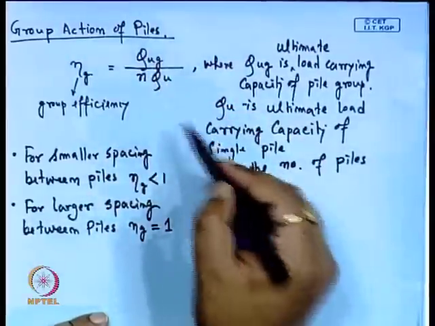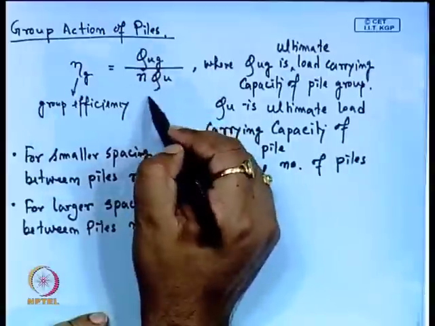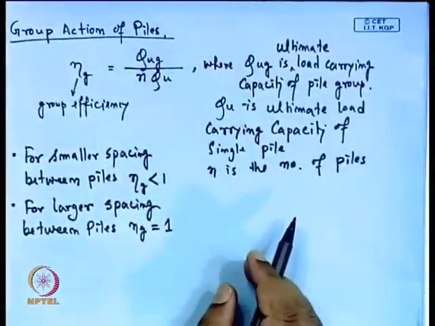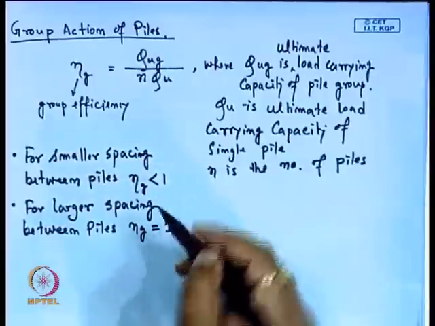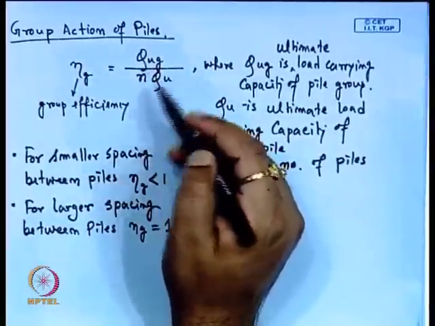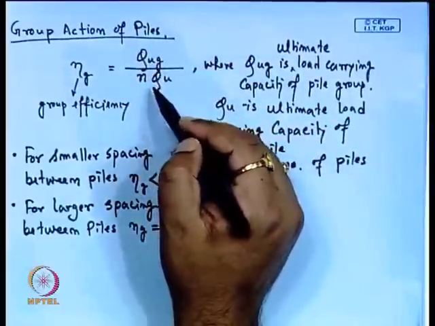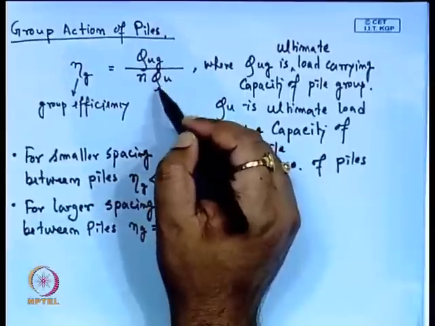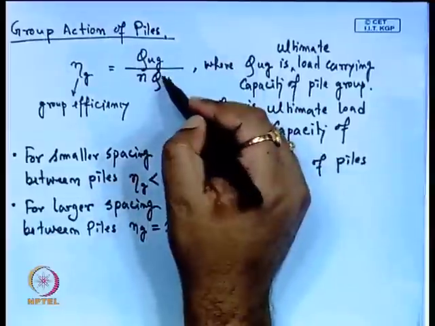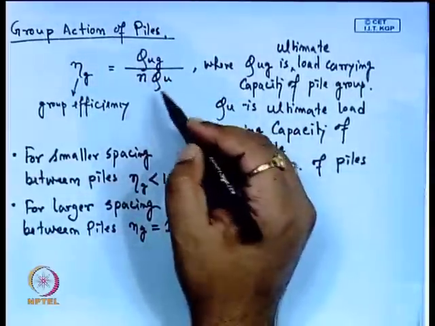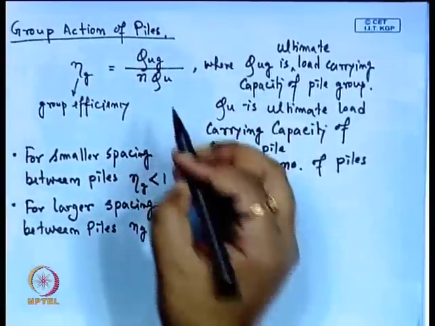So, that means the summation of the contribution of each pile will give the group load carrying capacity of the pile. In that case, the efficiency of the group will be 1. If the spacing is very small, then because of the overlapping of the stress zone or the influence zone of the individual piles, group failure will occur, and that will be less than the load carrying capacity of the individual piles.